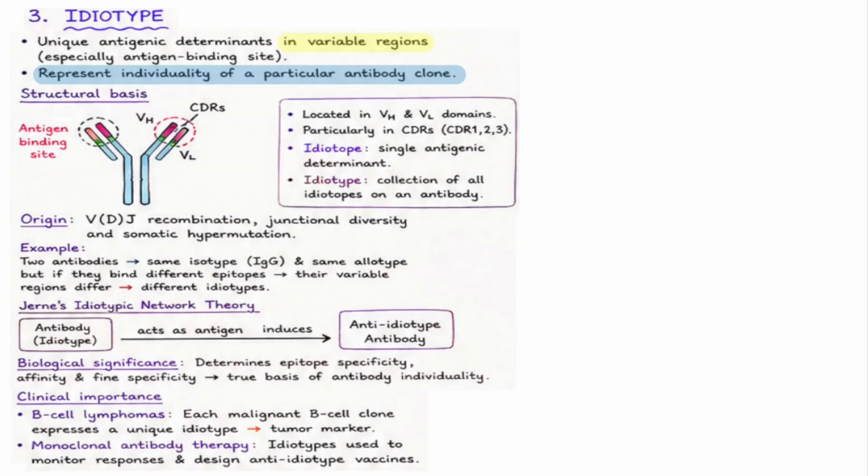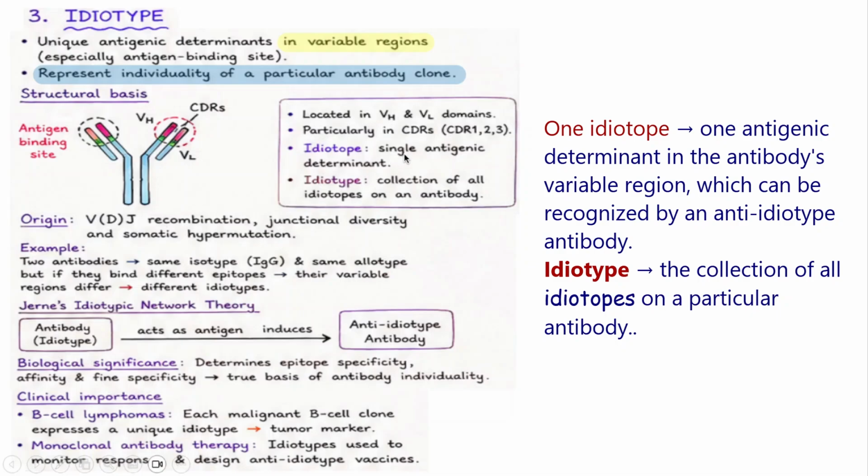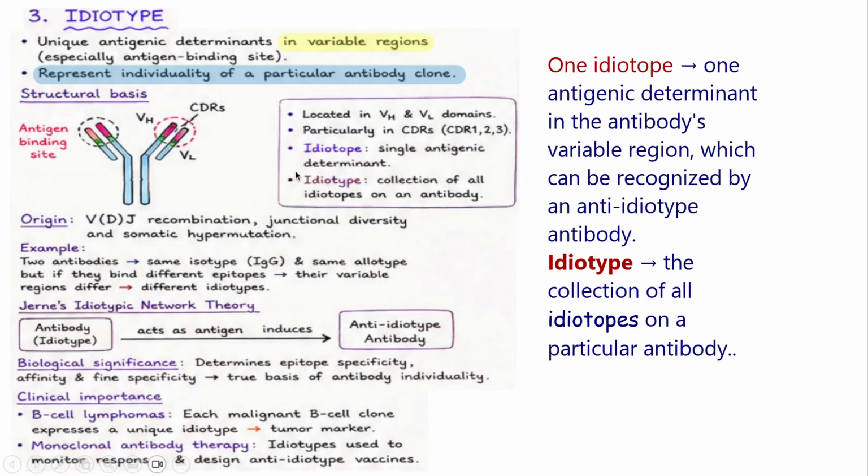And in case of idiotypes, it represents the individuality of a particular antibody clone. Now, what are the differences between idiotope and idiotype? If we talk about idiotope, it is the single antigenic determinant, and if we talk about idiotype, it is the collection of all the idiotopes present on an antibody.